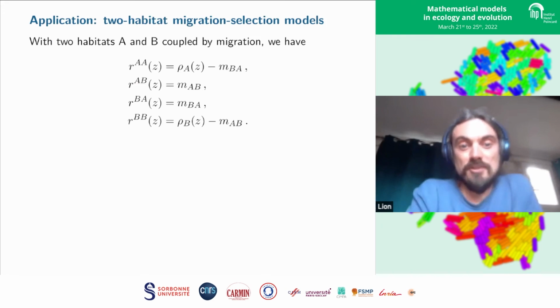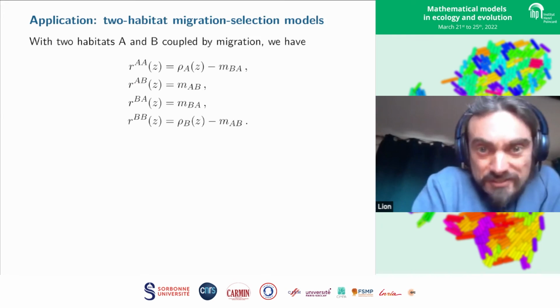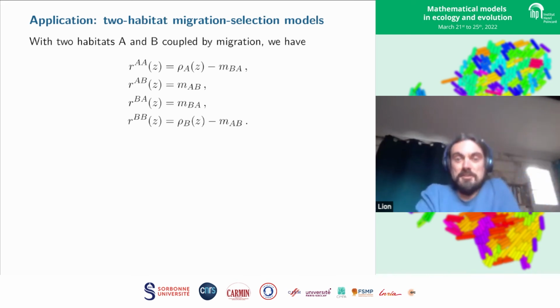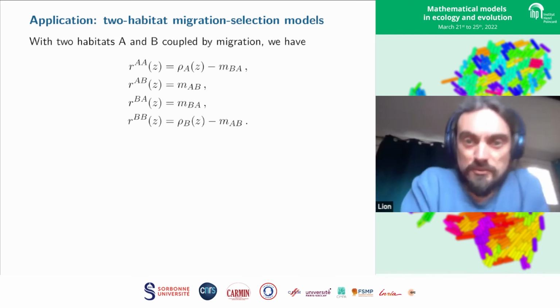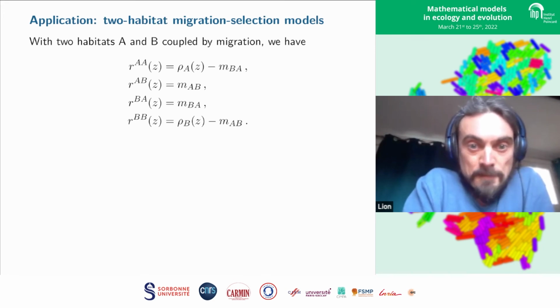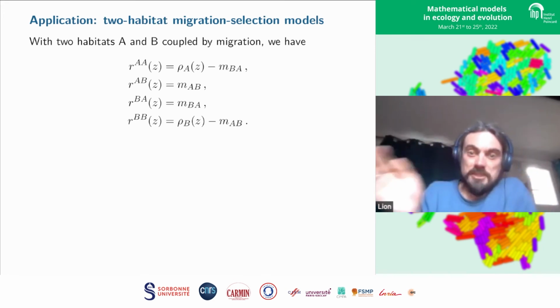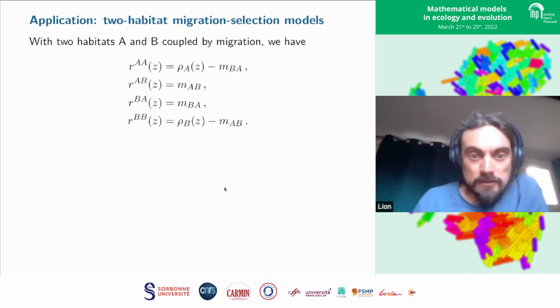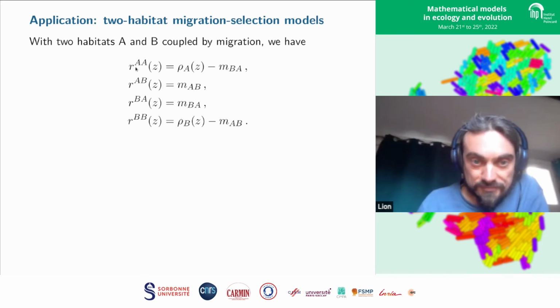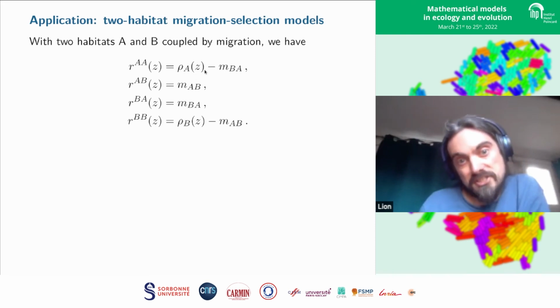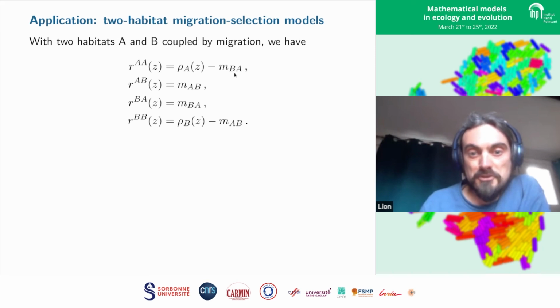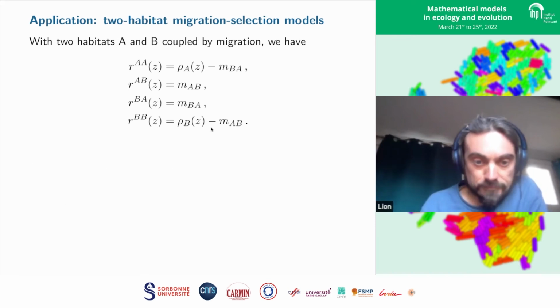Okay, just a quick application to wrap up. Take the very classical two-habitat migration selection model that I think was already addressed in this conference, where we have two habitats A and B coupled by migration. For instance, the transition from class A to class A depends on the fecundity in class A, and we have some migration rates from A to B and from B to A. This is a very symmetrical model.